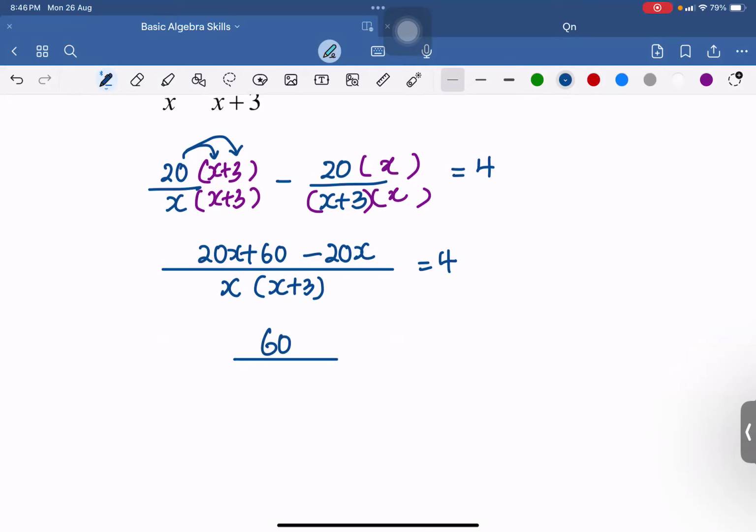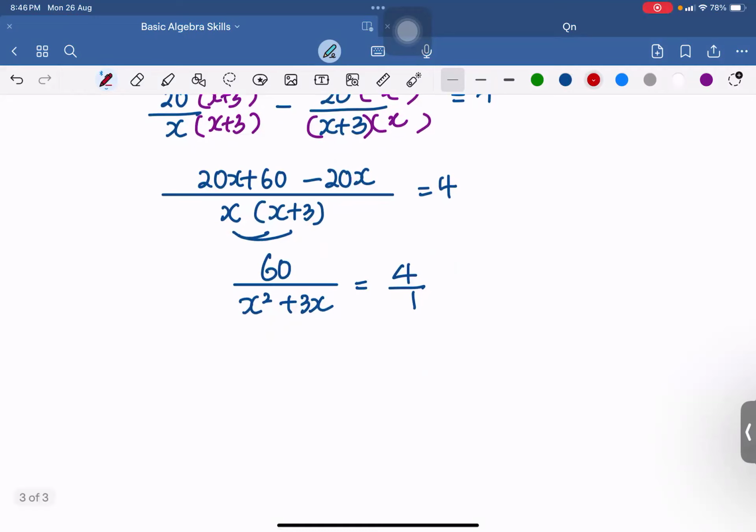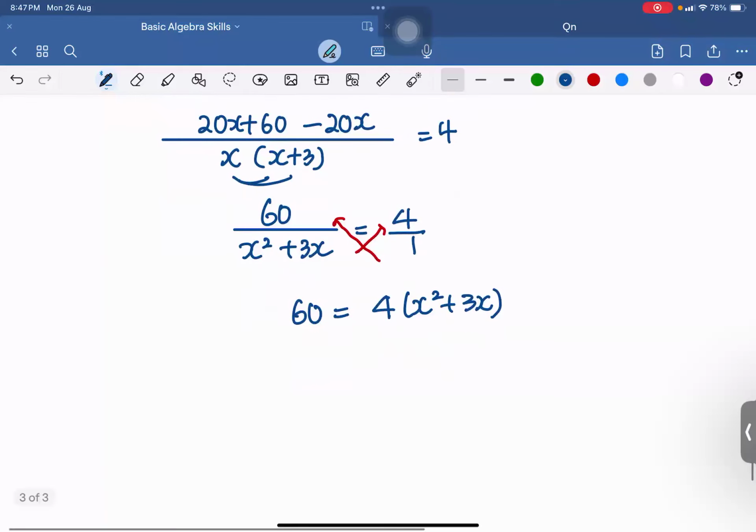Since we are going to solve the equation, what can I do to my denominator now? Expand it: x squared plus 3x. Correct. After that, what can we do? Cross multiply. Some of you, when I was marking your paper 2 part 1 question, after you cross multiply, you start to do nonsense. This is 60, multiply in, this is 4x squared plus 4 times 3, 12x.